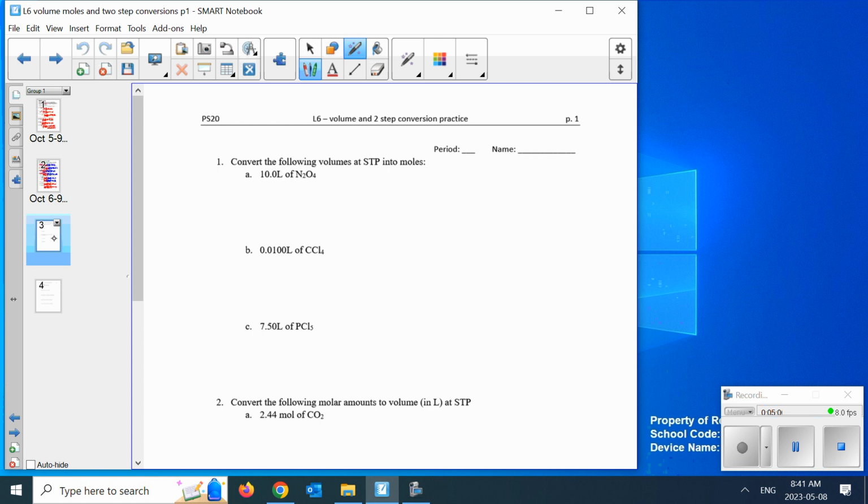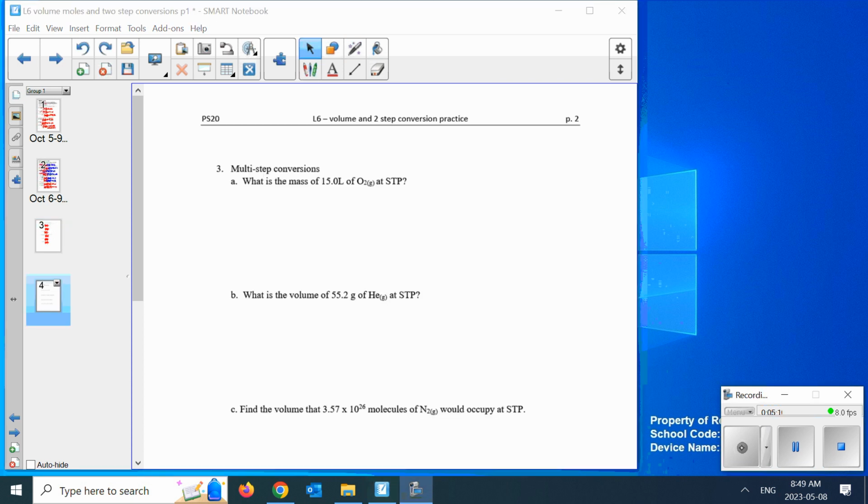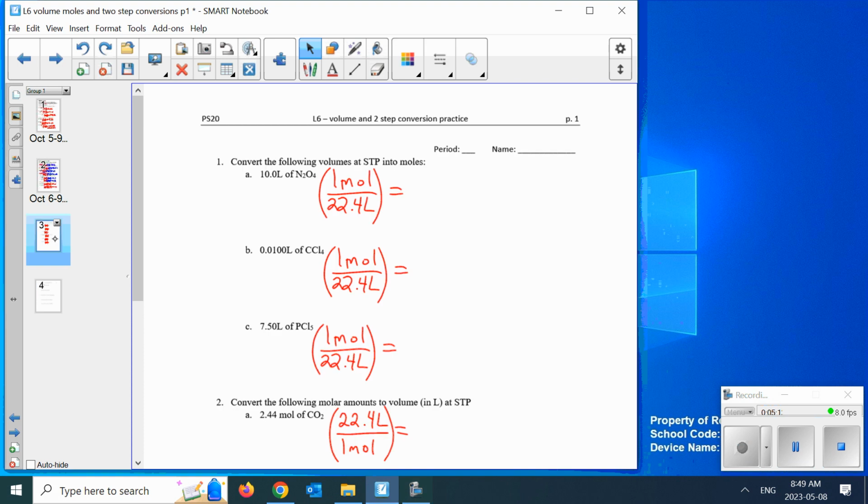Work away, I'm giving you time. This is taken up in class. You're doing this right now. I'm just taking up the first side because that doesn't take too long. Converting volumes, liters, into moles. I set it up. They're all the same calculation each time.